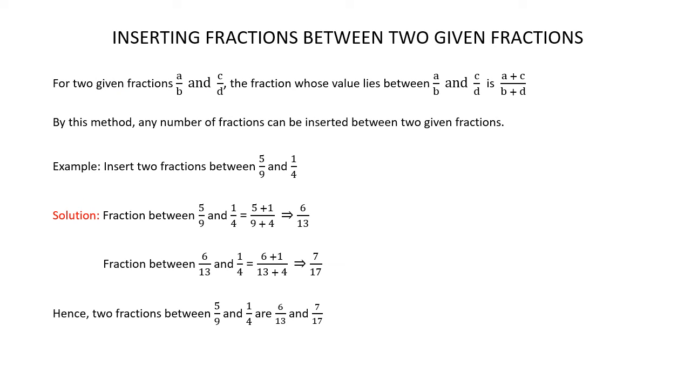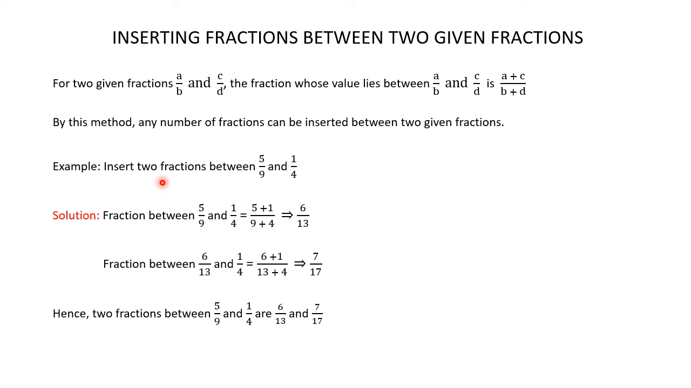Now let's learn how to insert fractions between two given fractions. For two given fractions a by b and c by d, the fraction whose value lies between a by b and c by d is a plus c divided by b plus d. By this method, any number of fractions can be inserted between two given fractions. Let's understand this with an example.